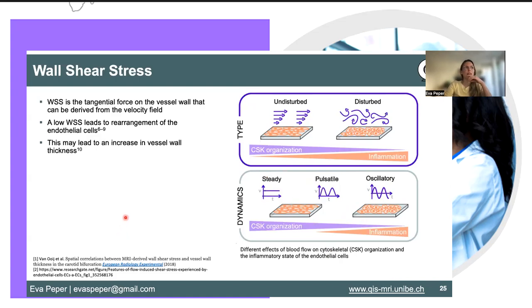There is a theory that low wall shear stress comes first, and then comes vessel wall thickening, for example, or inflammation, or atherosclerosis. I think it's still part of investigation, but people are very interested in regions of low wall shear stress, as this might be an early indicator for atherosclerotic plaques, for example, or just changes.